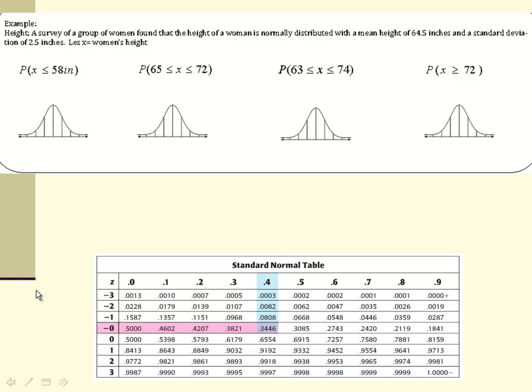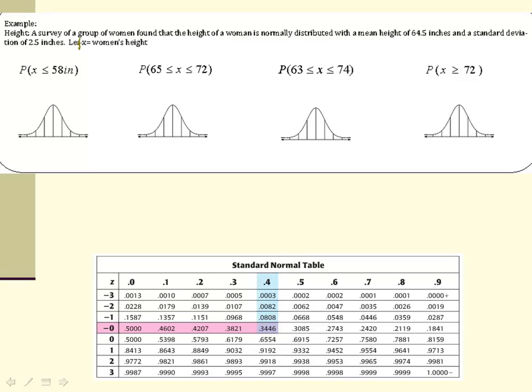It says height. A survey of a group of women found that the height of a woman is normally distributed with a mean height of 64.5 inches and a standard deviation of 2.5 inches. So we're going to let x equal a woman's height.